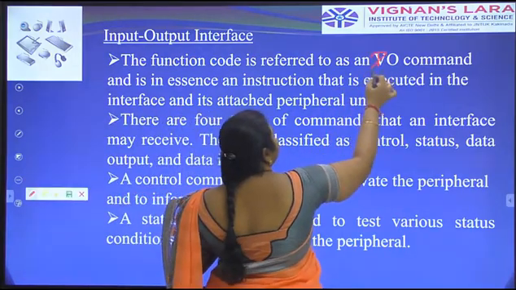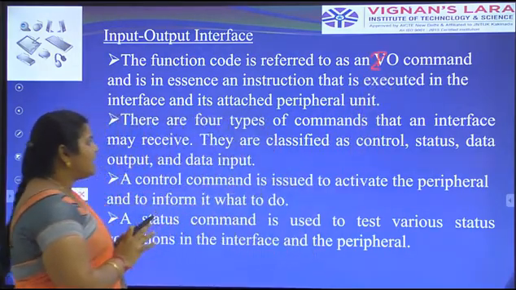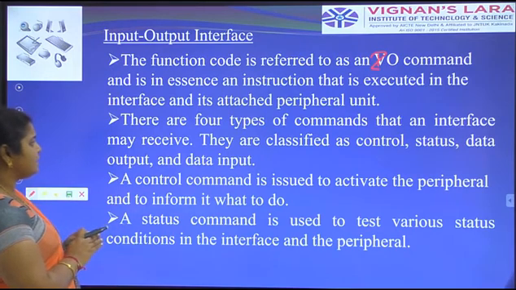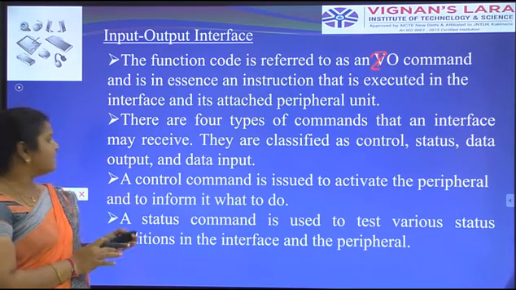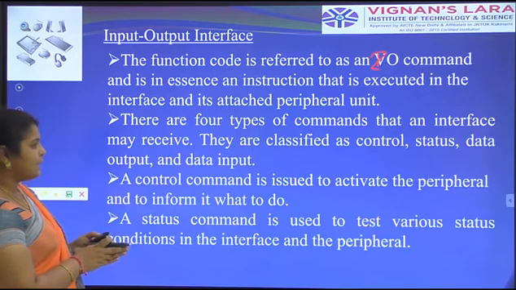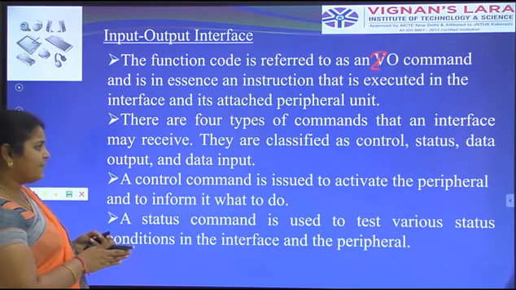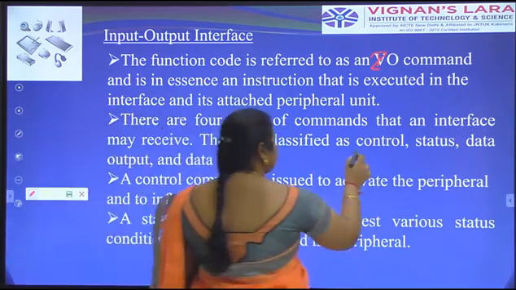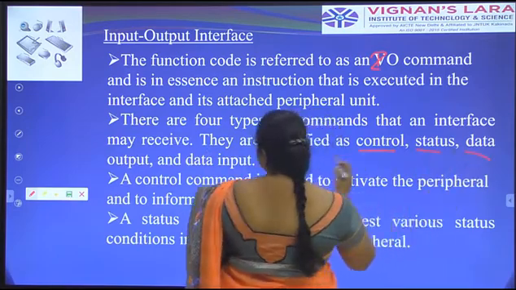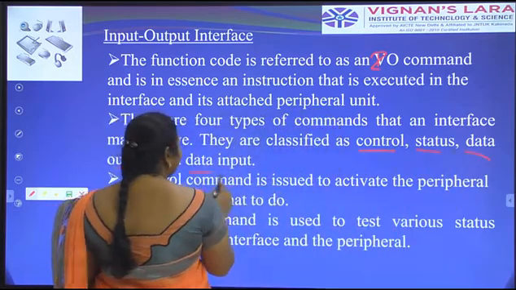Okay, this is the IO command, an essential instruction that is executed in the interface and attached to the peripherals. There are four types of command that our interface may receive. They can be classified as control, status, data output, and data input.